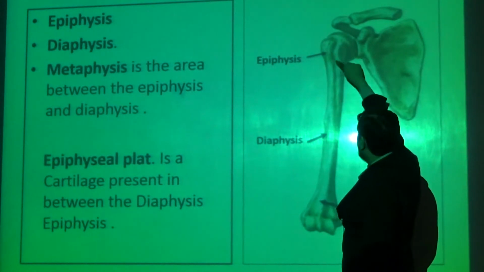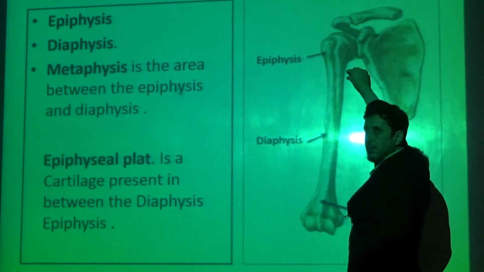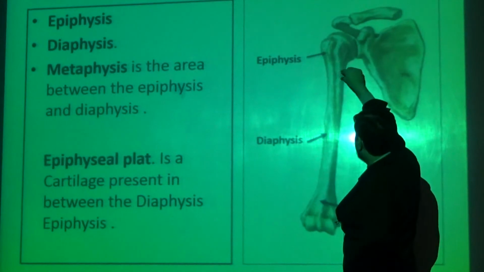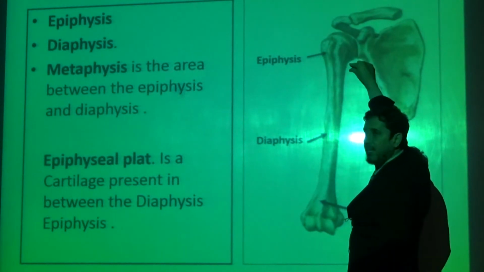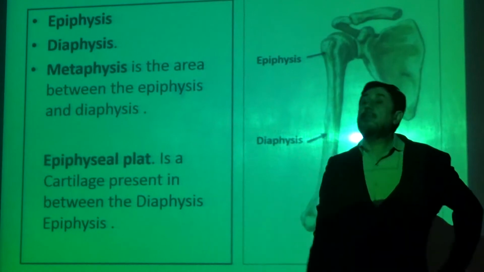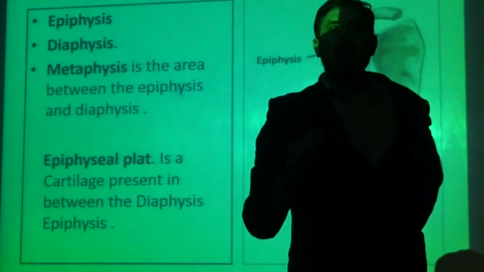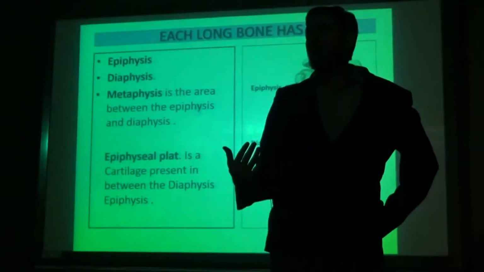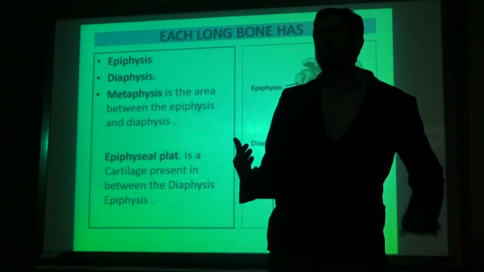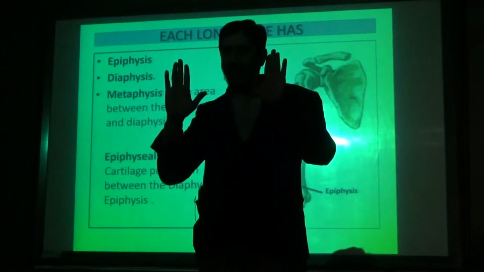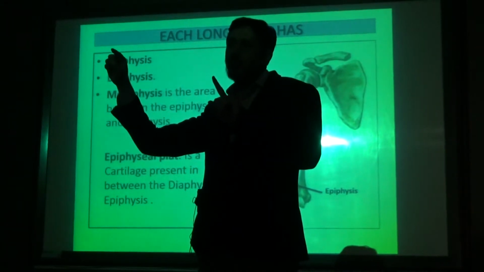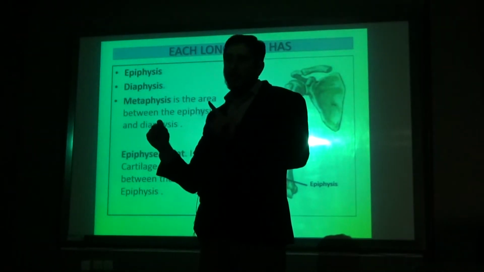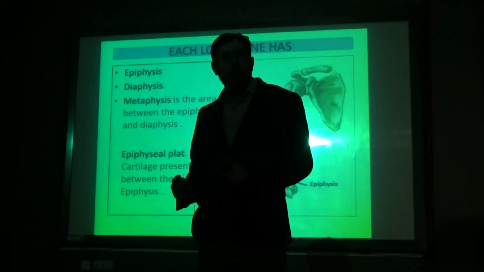What is this one? Epiphysis. And what is this one? Diaphysis. Metaphysis. And after the metaphysis there will be a plate. What is that called? Epiphyseal plate. What type of tissue is there? Cartilage. So how can you recognize it on the X-ray? The shadow, the image of the cartilage will be black and the image of the bony tissue will be white.